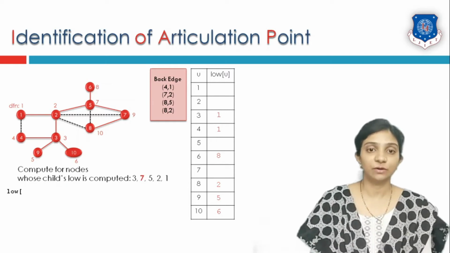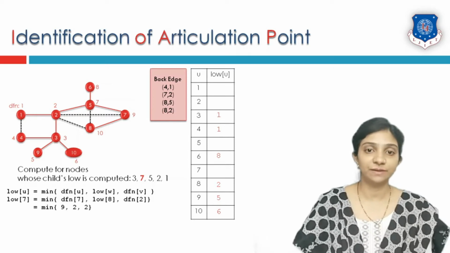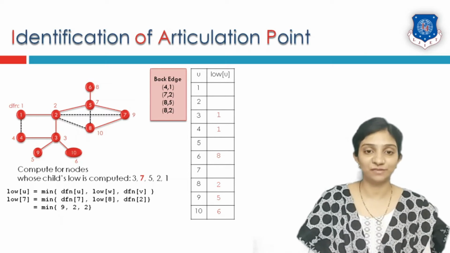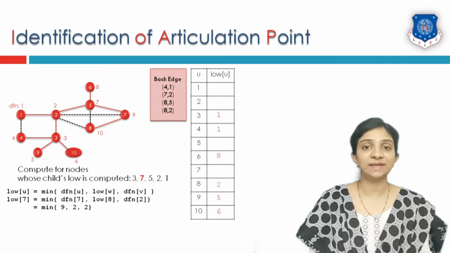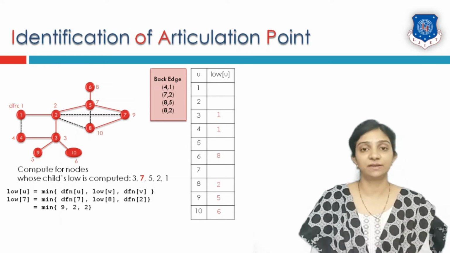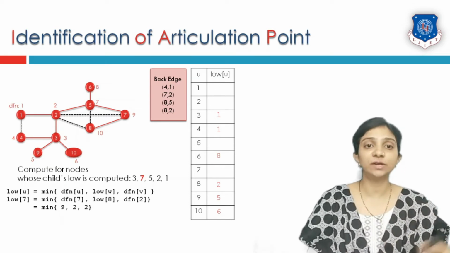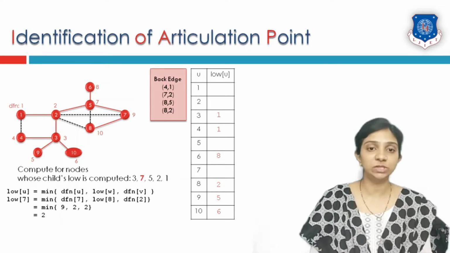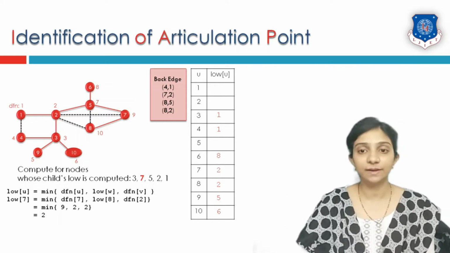Now the next node that we will consider is 7. For 7, the child is vertex 8. So we will write minimum of DFN of 7, comma low of 8, that is low of child. And are there any back edges at 7? Yes. From the list of back edges, I can see that at 7 there is a back edge going to vertex number 2. So its DFN will be the third component inside my minimum function. So the minimum out of 9, 2 and 2 is equal to 2. Now the entry will be made inside the table.